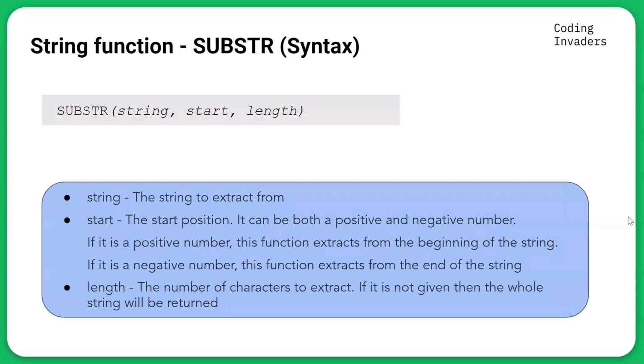Now let us see the syntax of substring. It's quite simple. It has 3 parameters. The first is the string which you want to extract from. The second is the start position. It can be both a positive and a negative number. If it is a positive number, then this function will extract from the beginning of the string, and vice versa. If it is negative, then from the end of the string. The last parameter is the length, that is, how many characters you want to extract.